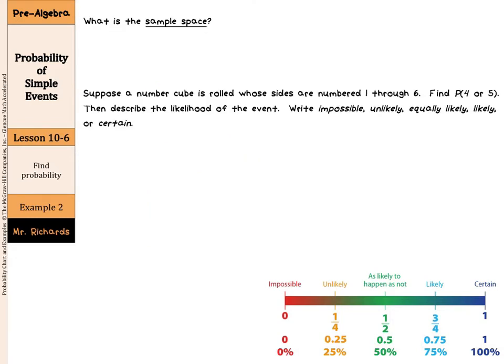So a sample space is the set of all possible outcomes. And so suppose a number cube is rolled whose sides are numbered 1 through 6. Find the probability of a 4 or 5. Then describe the likelihood of the event. Again, write impossible, unlikely, equally likely, likely, or certain.